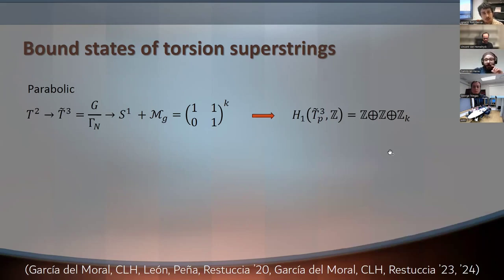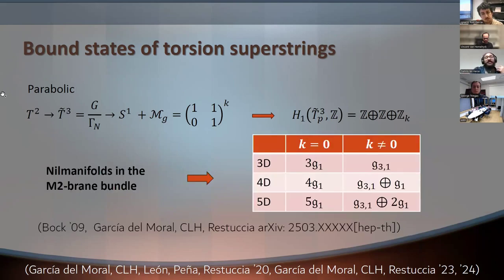We know the first homology group, and we know that there is a non-trivial torsion cycle. But this is not the only Nil manifold which is contained in the M2 brane global description. Actually, we found that outside of the abelian cases, the non-trivial ones, we have the Heisenberg-Nil manifold, and we have also these nilpotent Lie algebras, which are associated with Nil manifolds that are well defined within the global description of the M2 brane. Indeed, you can show that there is a well-defined basis of one forms which are globally defined, satisfying Maurer-Cartan equations in each one of these cases.